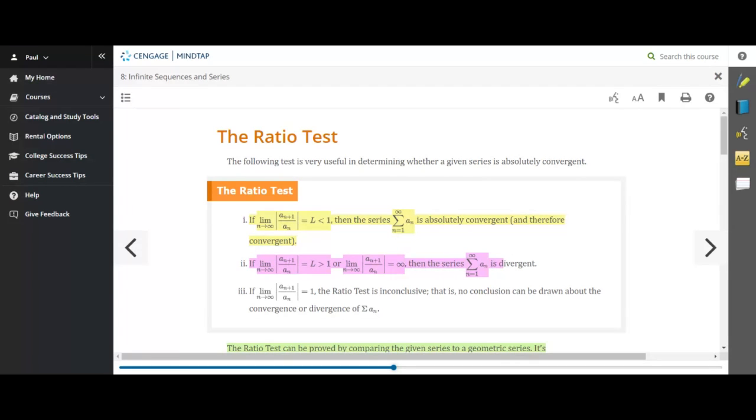But that being said, let's go back to our example here. One moment. No, that's not it. Hold on. Hold on, everybody.